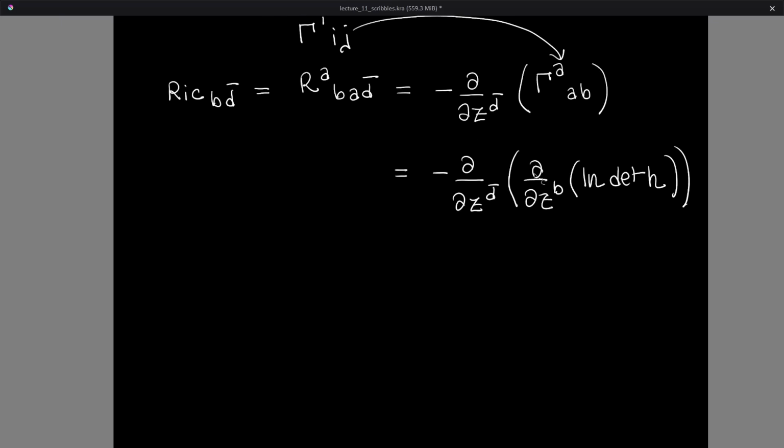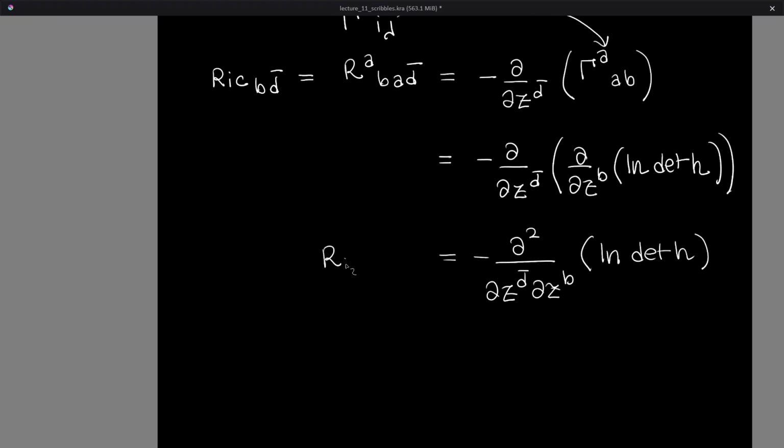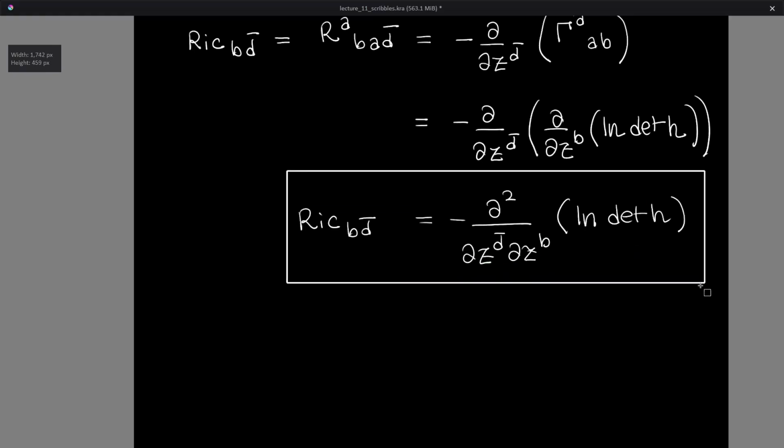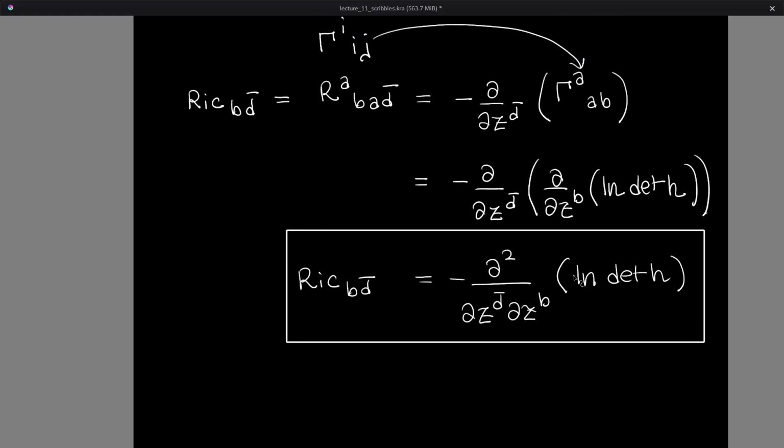From this we get that, so this is now a second derivative, right? So let's write it as a second derivative, minus partial square partial z d bar partial z b of the ln of the determinant of h. So this is the B D bar component of the Ricci tensor now. So that is our result on the Kähler manifold, that the Ricci tensor has this nice form to it.